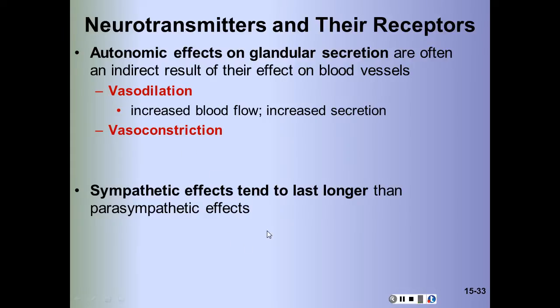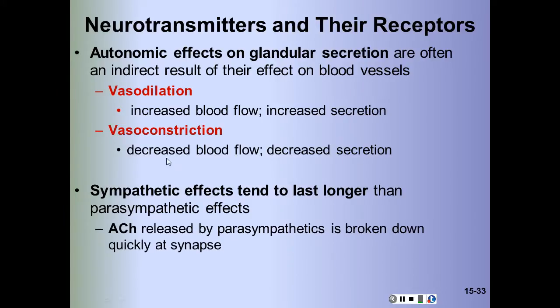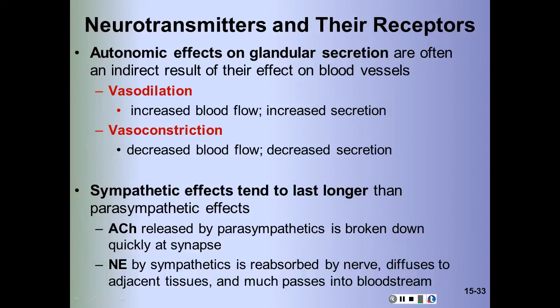Now, the autonomic effects on glandular secretion are often an indirect result of their effects on the blood vessels. So they're going to have this dual innervation. With vasodilation you increase blood flow and increase secretion, and with vasoconstriction you decrease blood flow and decrease secretion. The sympathetic effects tend to last longer, like I mentioned earlier, than the parasympathetic effects. The acetylcholine released by the parasympathetic is broken down quickly at the synapse. And the norepinephrine, NE, is released by the sympathetics, and it is reabsorbed by the nerve, diffuses to the adjacent tissues, and some of it passes into the bloodstream.